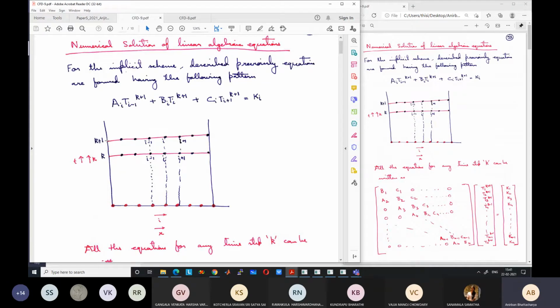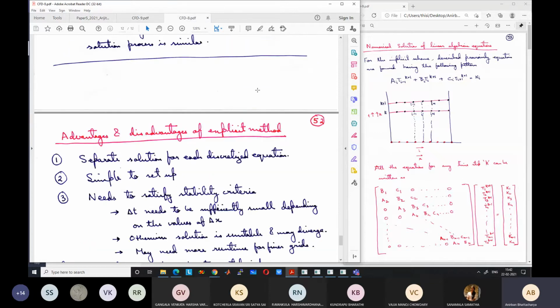So in general, for a problem of this sort, using any implicit or semi-implicit scheme, you will see that the equations have the following pattern. For the ith grid point, the neighboring values are also in the equation. So Ai Ti minus 1 k plus 1 plus Bi Ti k plus 1 plus Ci Ti plus 1 k plus 1 is equal to Ki.